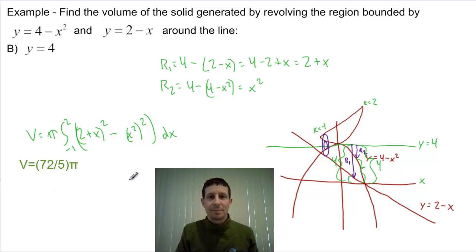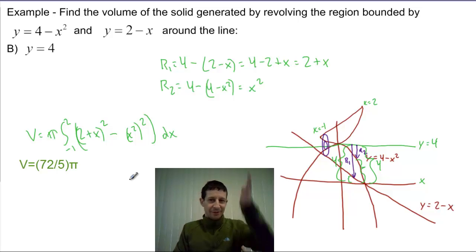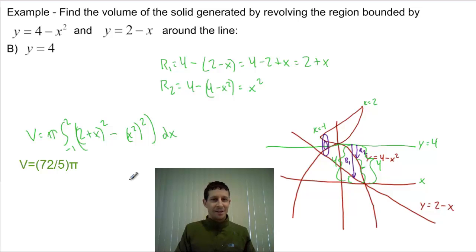Alright, so there's two examples where we're revolving around other horizontal lines that aren't the x-axis. Then we'll do one more day, day 5, where we'll revolve around other vertical lines other than the y-axis.